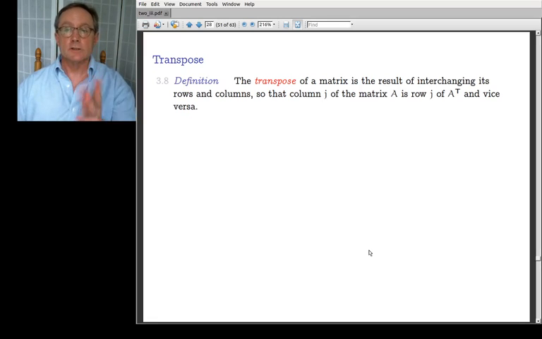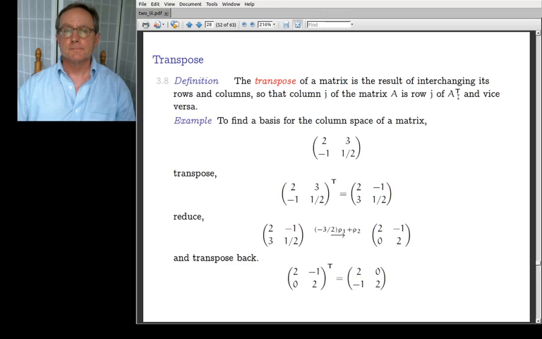Just as a small aside here, I need the word transpose, so I'm just going to introduce it here. The transpose of a matrix is what happens when you interchange the rows and columns. And I use a superscript T there. It's kind of a funny font. Anyway, superscript T there for transpose. Authors do different things. Anyway, I use superscript T. I think that's pretty common.